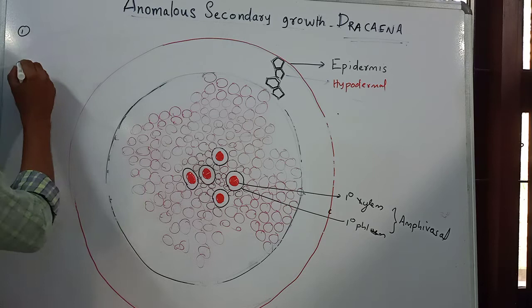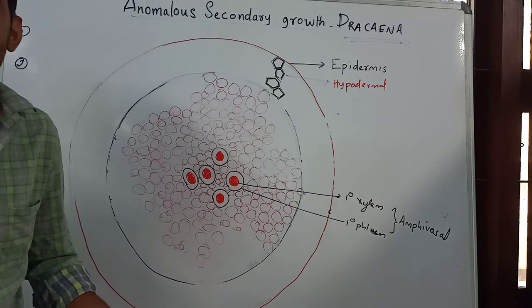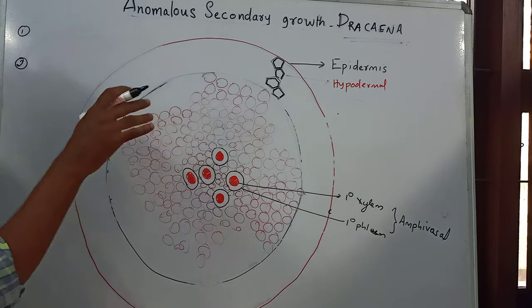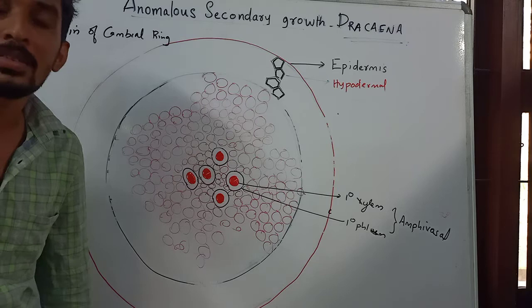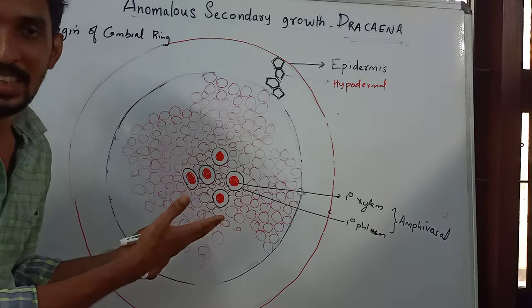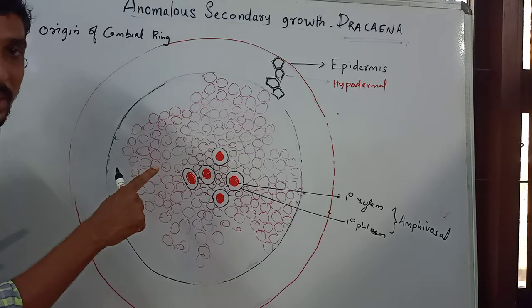Actually, Dracaena shows two types of anomaly in their secondary growth. Actually, it is not an anomaly. Humans think that it is an anomaly, but in the sense of nature, it is a peculiar type of secondary growth which is taking place in Dracaena. So, the first anomaly in secondary growth of Dracaena is the origin of cambial ring. We know that in case of dicot stem and dicot root, cambial rings are originated by the fusion between fascicular cambium and interfascicular cambium. But here in Dracaena, both the fascicular and interfascicular cambium are totally absent. So here, the origin of cambial ring is a peculiar type, that is, it is an anomaly.